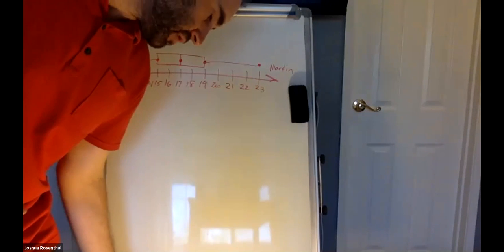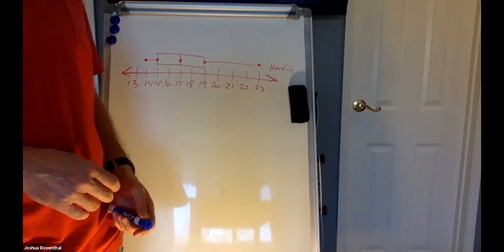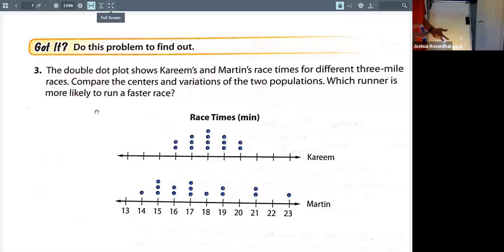It's a tricky question because more likely you have to consider consistency, don't you? Yeah, you want someone who can finish within 1 to 2 minutes of their usual time. Well, who gets to set what that is? I don't know. All right, I'm going to go ahead and do Kareem's box and whisker.